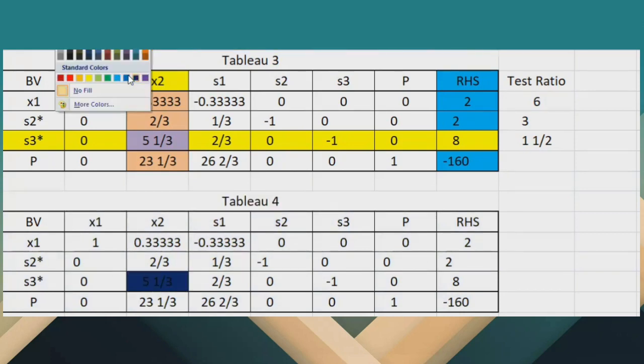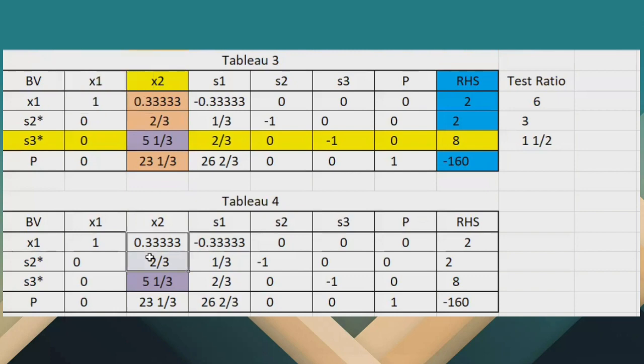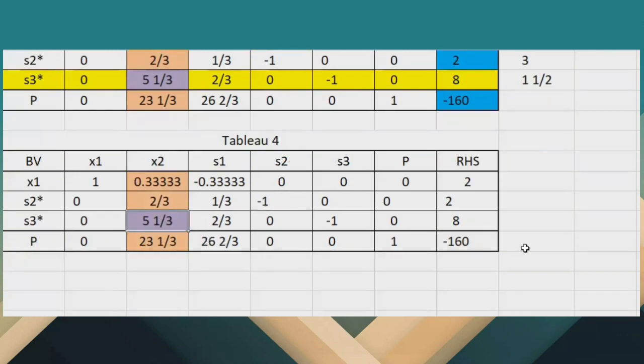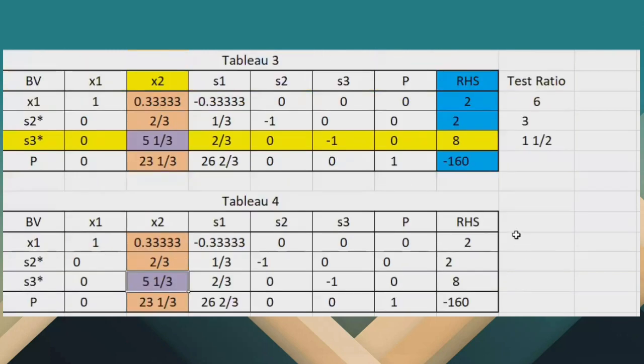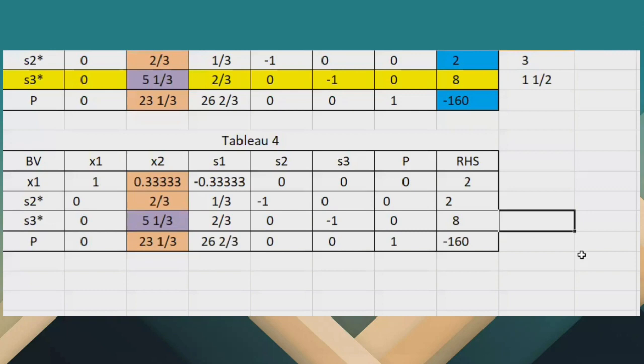So, turning back this to purple, this is the one that we're computing. Ayan. So, we need to make this 1. 5 and 1/3, kailangan maging 1. Am I right? So, para maging 1, let's create a formula for row 3 is equal to row 3 divided by 5 and 1/3.